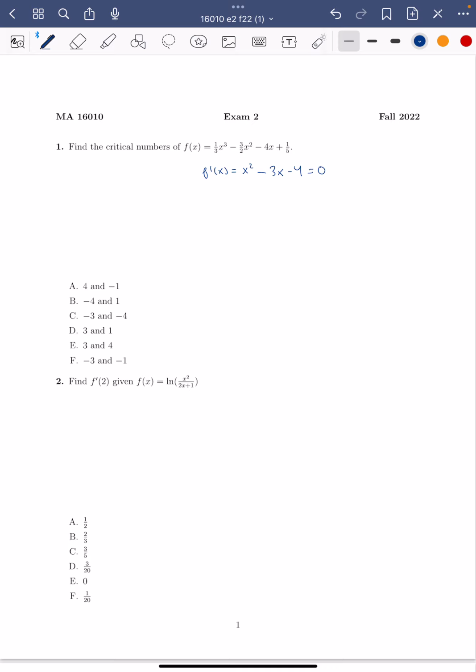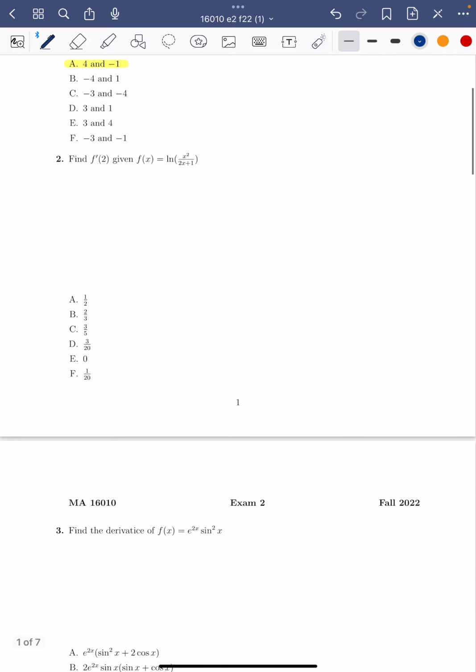So, looking at the equation we have for this derivative, to find where it equals 0, we need to factor. So let's go ahead and factor this. X minus 4 and then x plus 1 equals 0. When we solve these two bits, where we set x minus 4 equal to 0 and x plus 1 equal to 0, we would get that x equals 4 and x equals negative 1, giving us an answer of A.